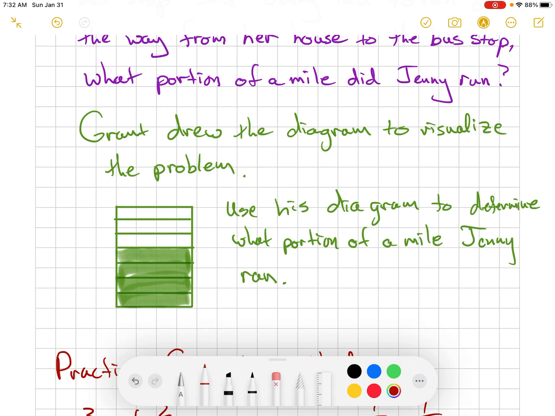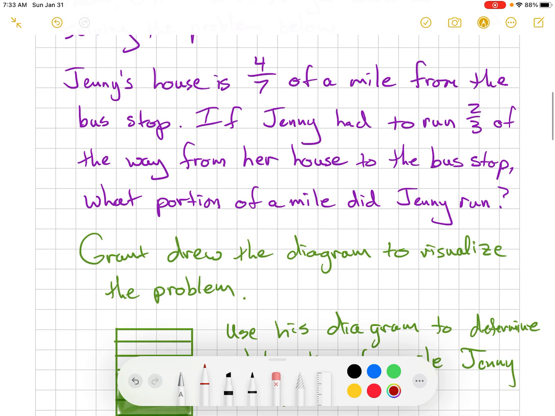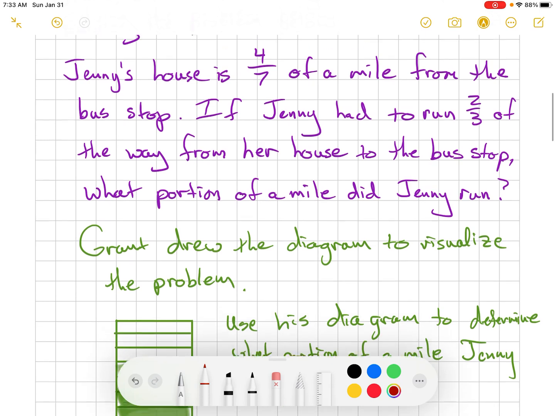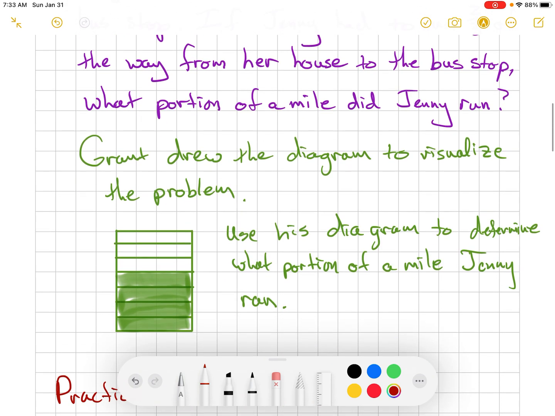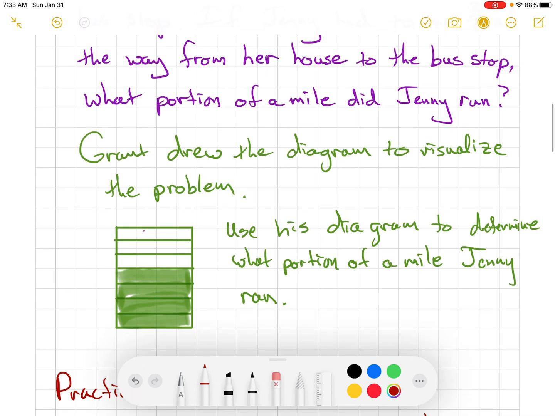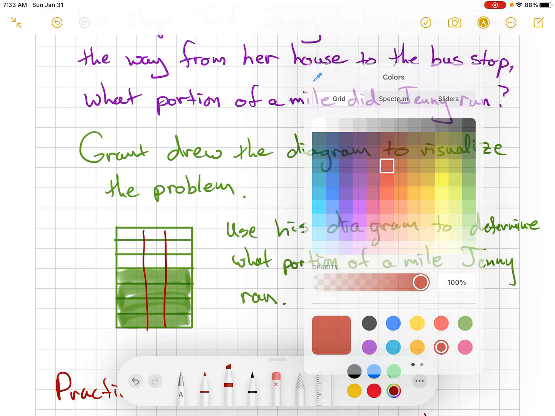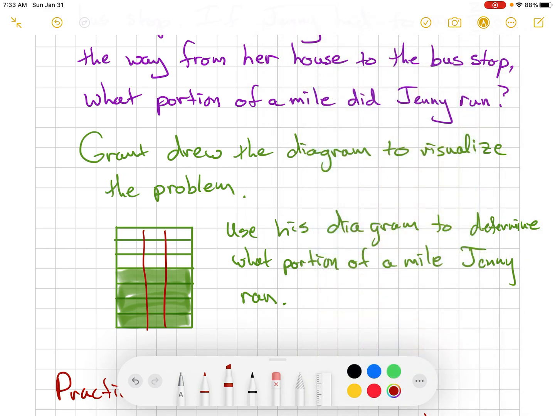Okay, so what is he representing right here? What's he trying to show? Well, I noticed that there are 7 there, and he has 4 of them shaded. I think he drew the 4 sevens from there. So then how could we represent that 2/3? Well, that goes back to our brownie pan situation that we had yesterday, right? We divide that into thirds, and then we say, oh yeah, Jenny ran 2/3, so 1, 2/3.